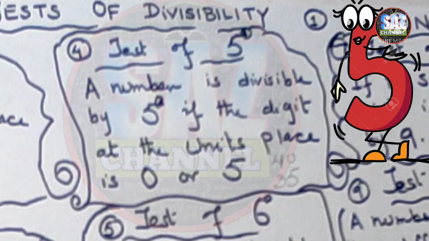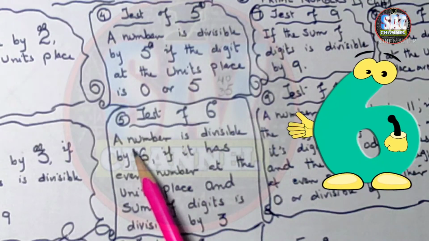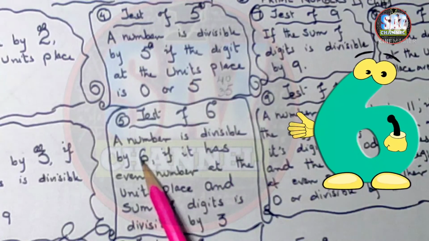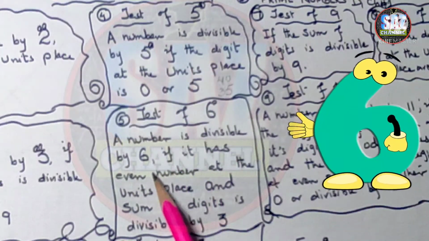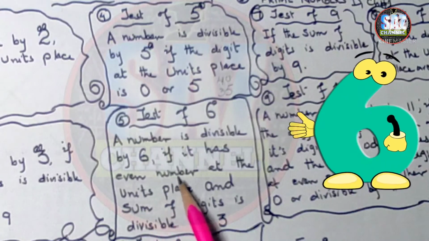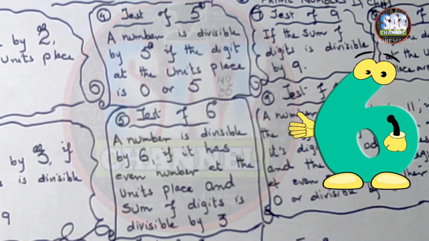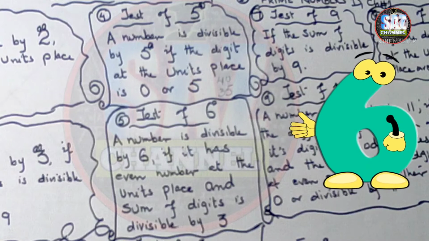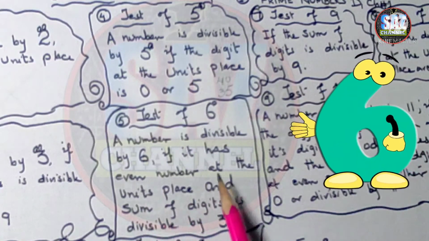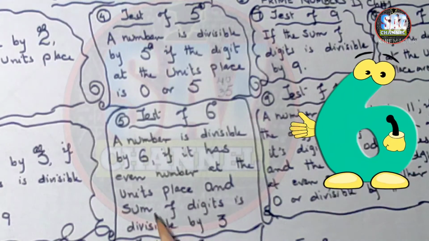Moving to the divisibility test of 6, okay? A number is divisible by 6 when it has an even number at the unit place and the sum of the digits is divisible by 3. So it means, students, that for the divisibility test of 6, in order to check whether the number is divisible by 6 or not, we have to check two things: that it should have an even number at the unit place and the sum of the digits is divisible by 3.